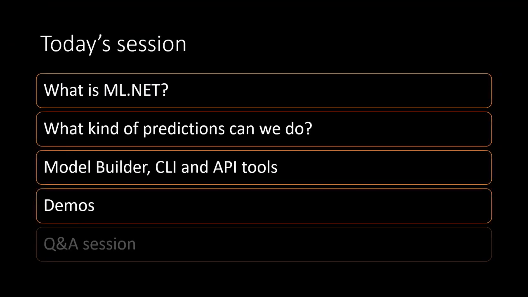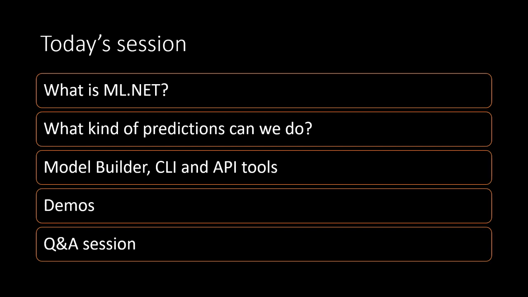Cool, so what are we going to talk about today? In today's session, I'll go over what ML.NET is and what kind of predictions we can perform using ML.NET. Then I'll talk about the different ways we can actually use ML.NET and build models using ML.NET. So that's using the model builder tool, the command line interface tool, and the API for more custom solutions. Throughout, I'll explain what the tool is, and then we'll go through a bit of a demo to actually demonstrate each tool. And at the end, we'll have a Q&A session. So if you have any questions, wait to the end, pop them in the chat, and I'll be happy to answer them at the end.